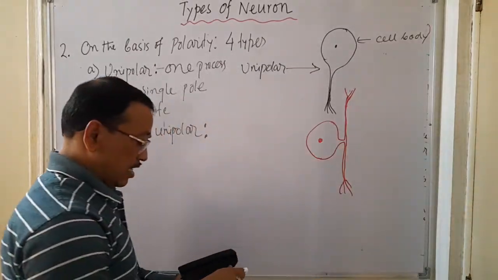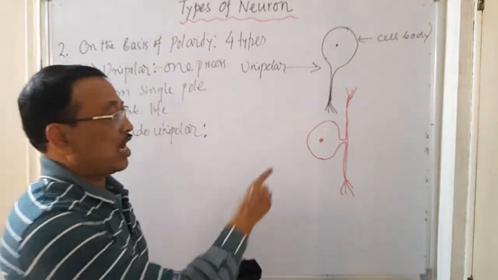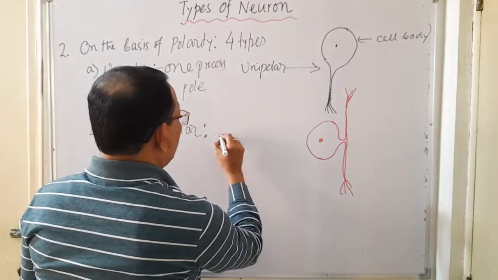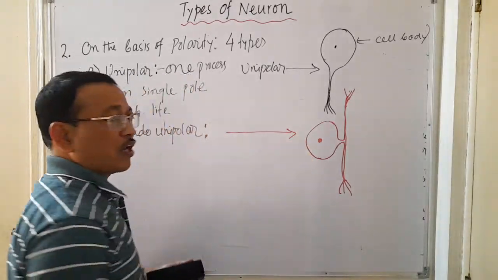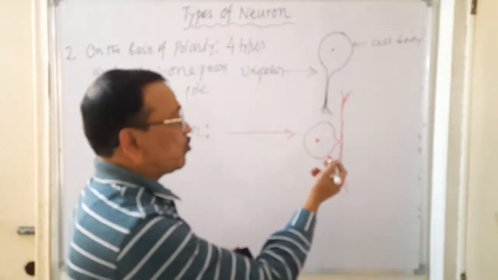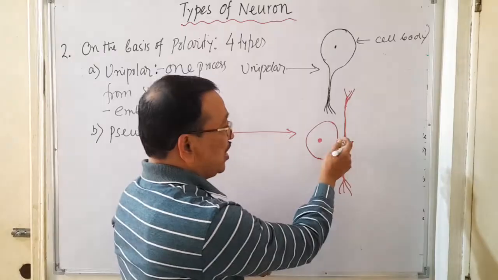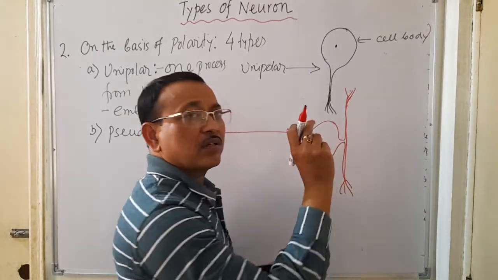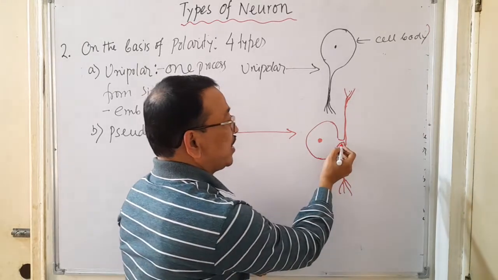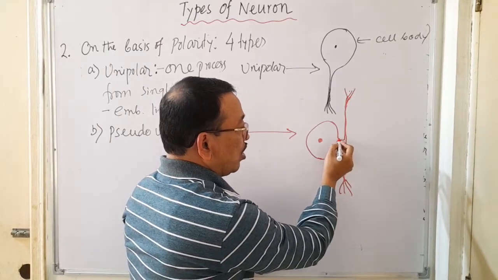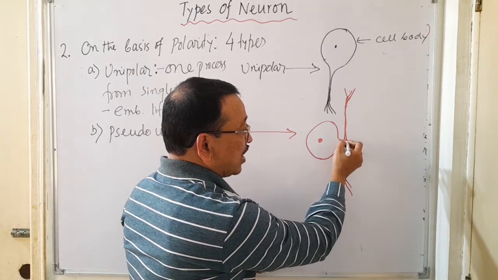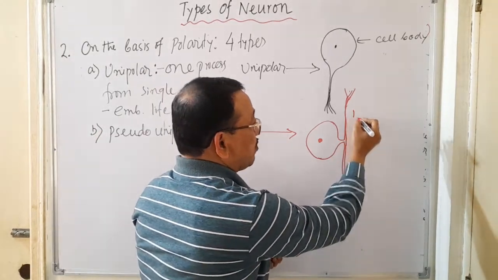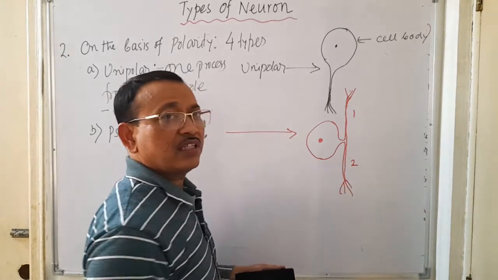So this is the second type of neuron, which is known as the pseudo unipolar neuron. Pseudo unipolar means, here you see, from a single pole the process will originate. That gives two branches. This is the first branch and this is the second branch.